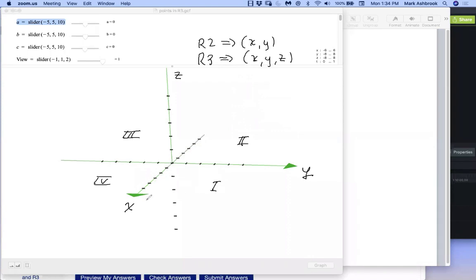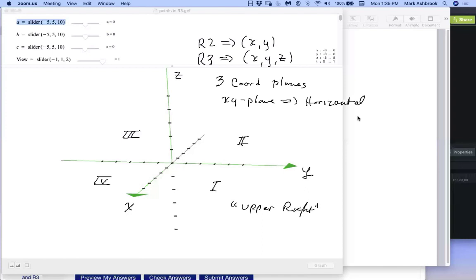Because quadrant 1 is where X and Y are both positive, upper right. So this is upper right, in fact. Upper left, lower right, okay? So then, with these axes, we have three coordinate planes. Not just one anymore, there's three. The XY plane is the same one we've always done, but now it's horizontal. It's the same one you've always used. Everything's the same about it.